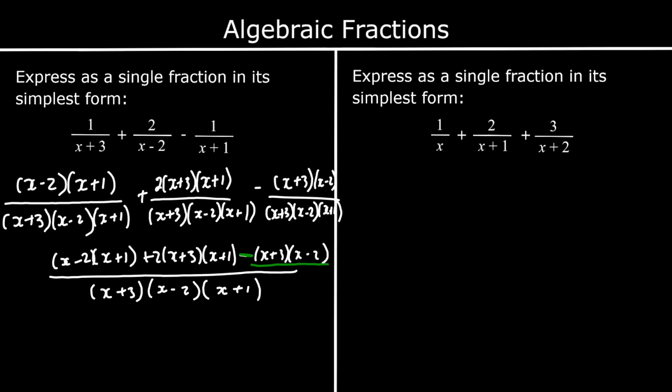Expanding these brackets, so x times x, x squared. X times 1 is 1x. Negative 2 times x, minus 2x. So simplifying that, 1 minus 2 is minus 1. Minus 2. I'll leave the 2 here for now. x squared plus 1x plus 3x, so 4x plus 3. And I'm leaving the bracket for x squared minus 2x plus 3x. So plus 1x minus 6.